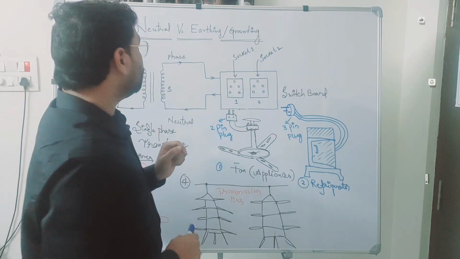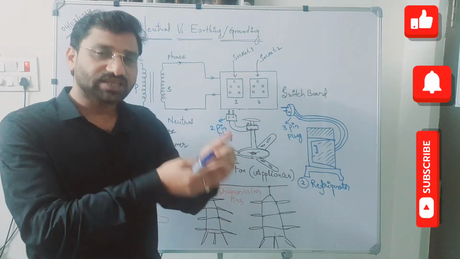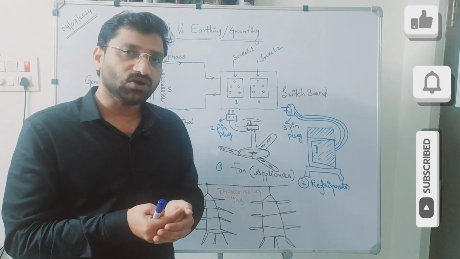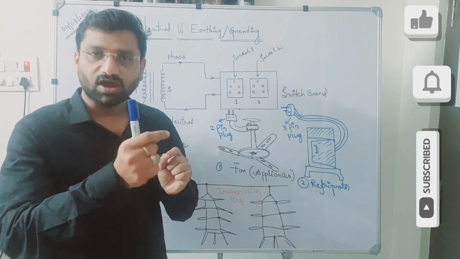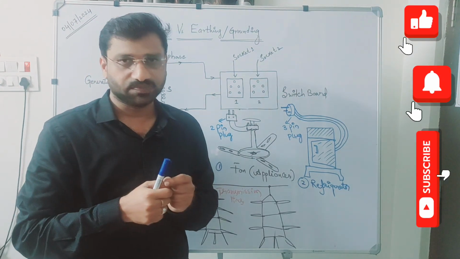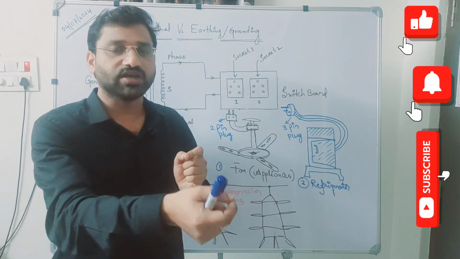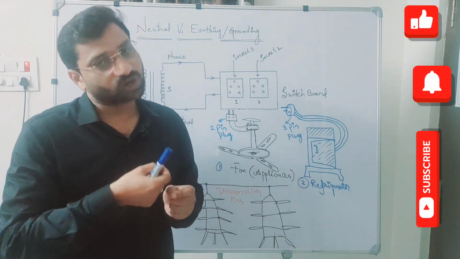Now as I told you, neutral is nothing but the return path for the current, because the current always starts flowing only in a closed path. What is the meaning of closed path? One forward path and one return path. If the phase wire facilitates the path for the forward current, the neutral wire facilitates the path for the return current or reverse current.